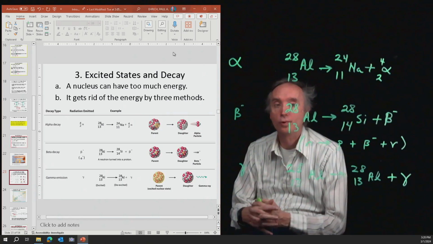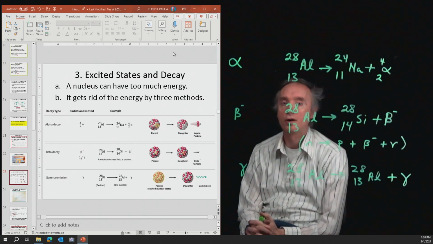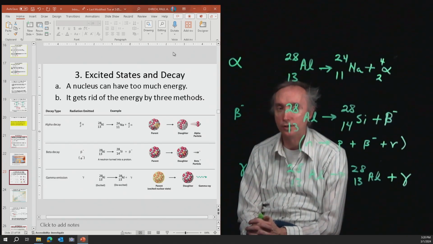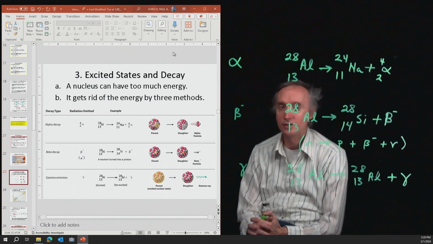Okay, now we're ready to talk about radioactivity. There are three different ways that a radioactive nucleus can decay. So what do we mean when we say that a nucleus is radioactive? It means essentially that it's unstable.